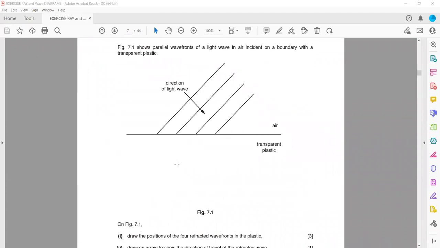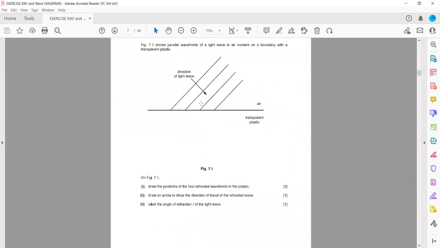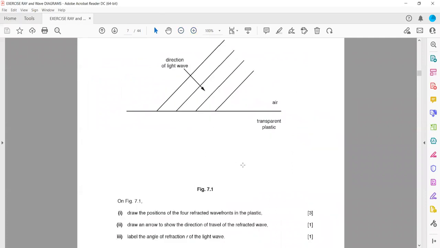In question 7, figure 7.1 shows parallel wavefronts. We have to draw the position of 4 reflected wavefronts, draw an arrow to show the direction, and label the angle of reflection. So how to work this out? This is the direction in which the ray is passing. Because reflection is there, in reflection, angle of incidence and angle of reflection are always equal. So this is the imaginary line which is perpendicular to the surface, we call it the normal. And in a reflection, the angle of incidence will always be equal to the angle of reflection.